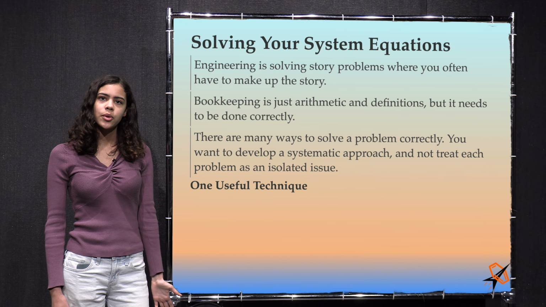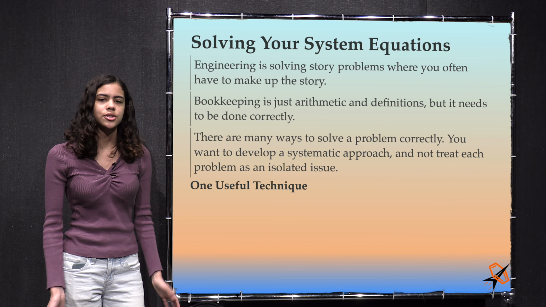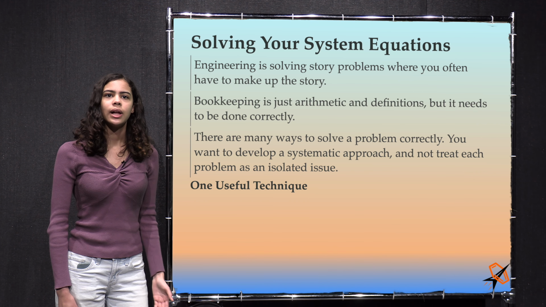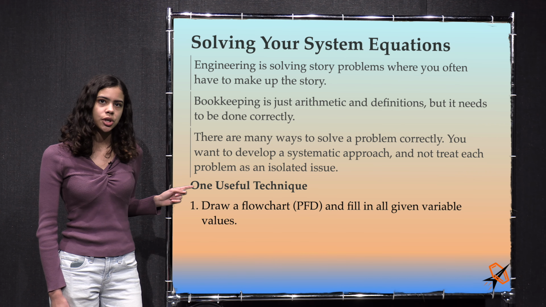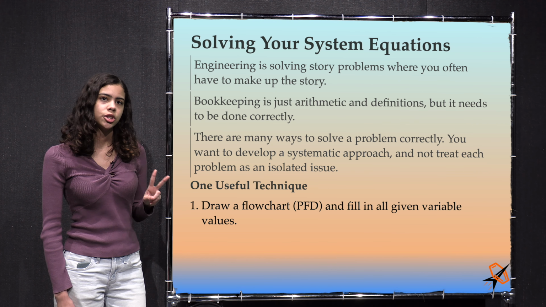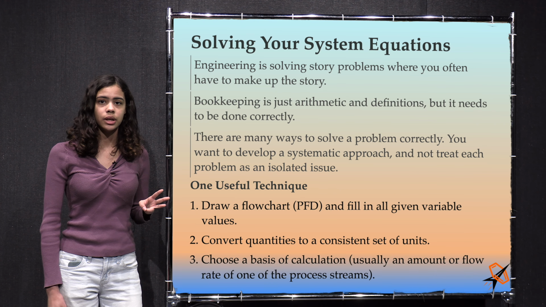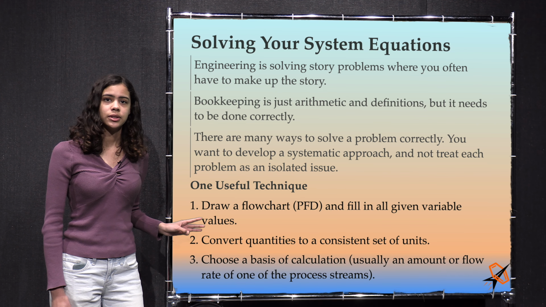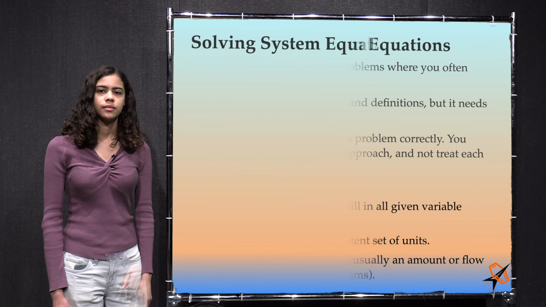Since the first balance equations we'll work on solving are material balances, here is one useful technique for solving them. Later on, we'll add additional balances to step 6. 1. Draw a flowchart, PFD, and fill in all given variable values. 2. Convert quantities to a consistent set of units. 3. Choose a basis of calculation, usually an amount or flow rate of one of the process streams.